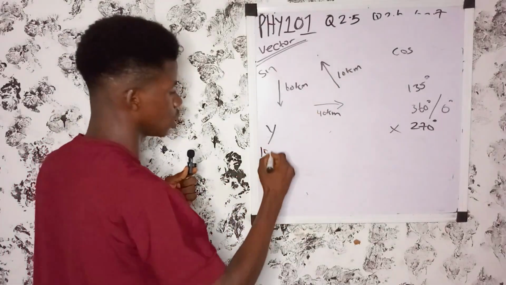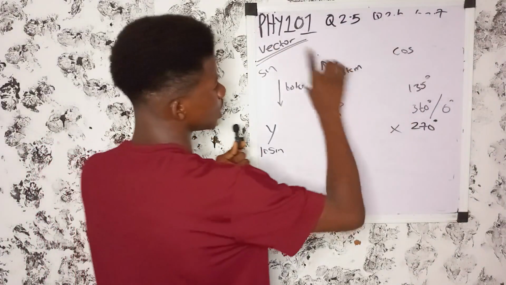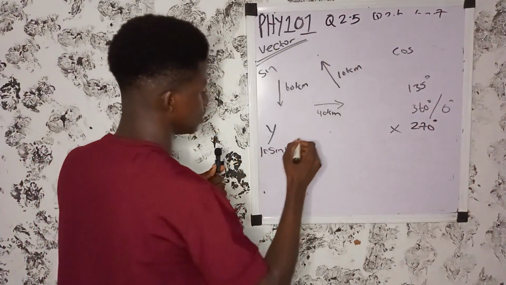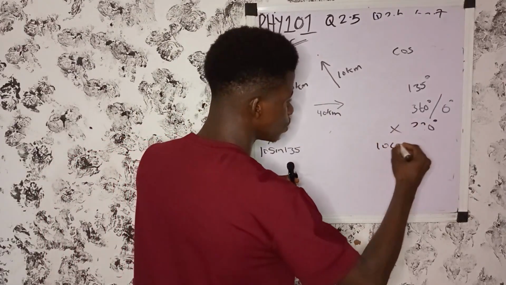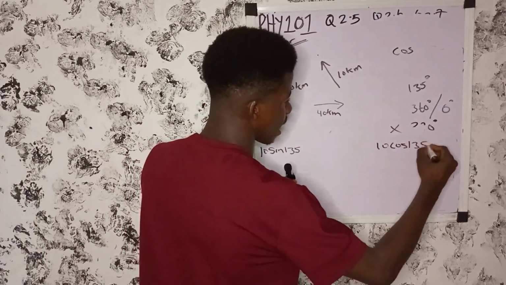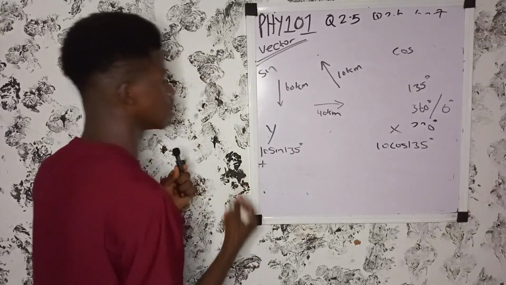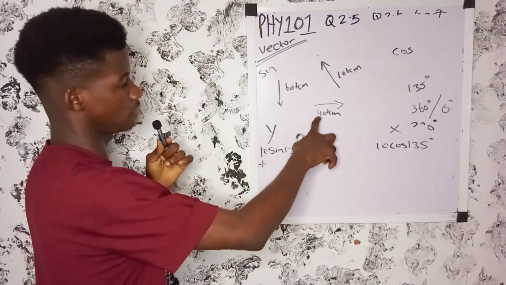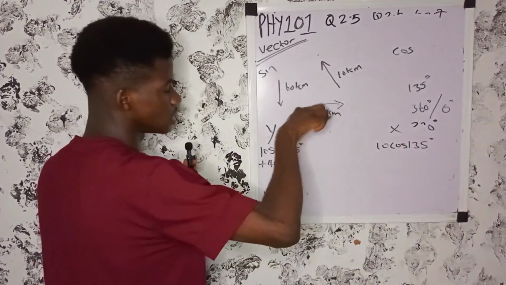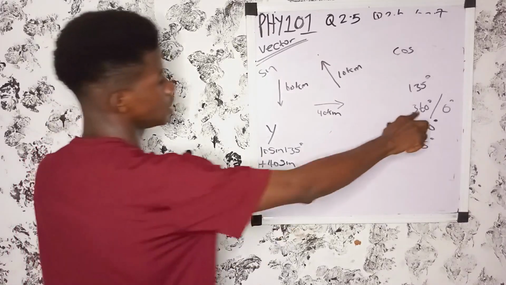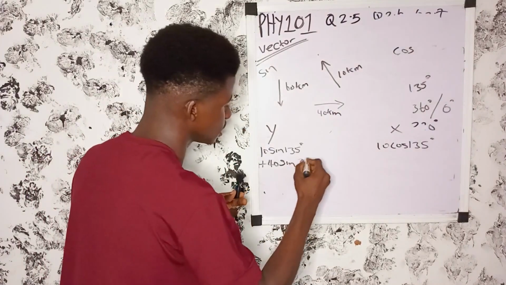So we start with 10 sine. Northwest is what? 135 degrees. Then for the x, we put 10 cos 135 degrees. Then plus 40 sine, and the angle of east is 360 degrees or 0 degrees. Let me put 360 degrees.